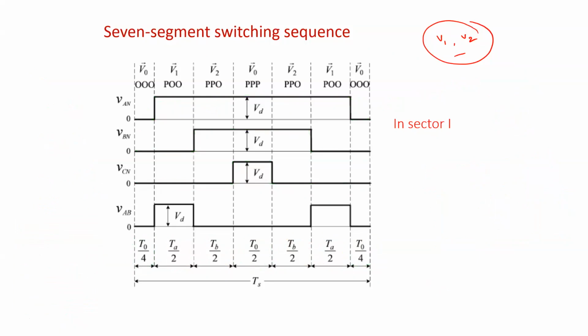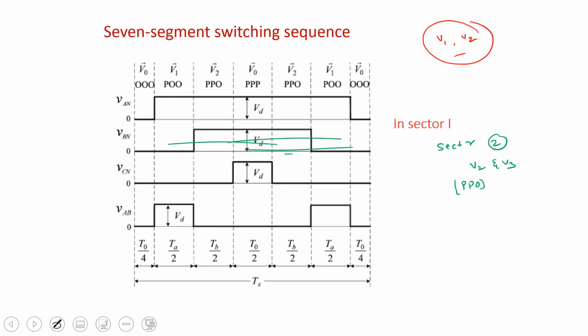Similarly in the other sectors, for example, if you consider sector 2, we have V2 reference and V3 reference. So that means we have PP0, right? And what is the other one? What is V3 vector? I think 0P0. In sector 2, we have PP0 and 0P0. So that is the one we can consider. So let us assume that in sector 2, how to choose the switching sequence?